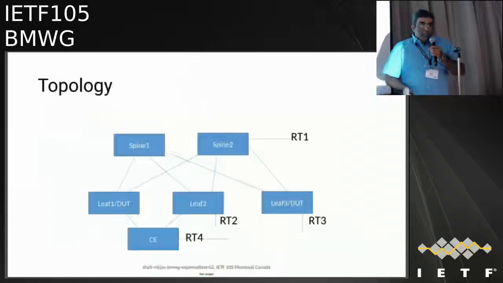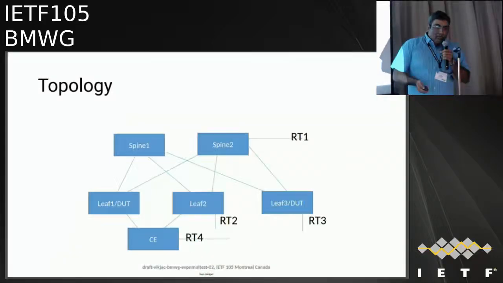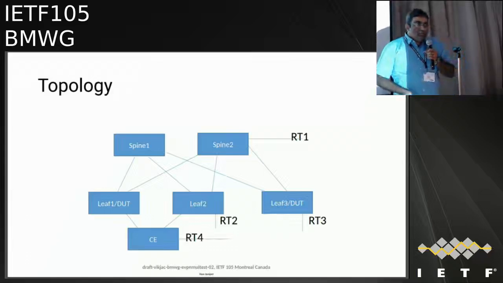This is the topology in our lab. We have a leaf which is multi-homed, and we have two DUTs. One DUT is single-homed, and one DUT is connected in an EVPN multi-home active scenario. We have spines, and the RT is a traffic generator which emulates the hosts as well as the source for the IGMP and the multicast traffic.